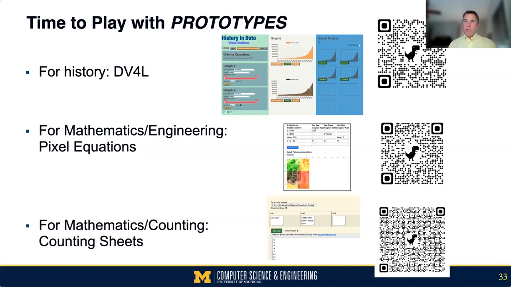We have two versions of pixel equations. The one is the one that I showed you, and the other one is a new one we've just created where the center of the picture is 0, 0. So now you can say x greater than 0 and you'll get the right-hand side of a picture. We also have developed by Emma Dodu, one of the PhD students working with me, a set of activity sheets to guide teachers in our participatory design sessions around using pixel equations. And finally, I will give you a link to the counting sheet.